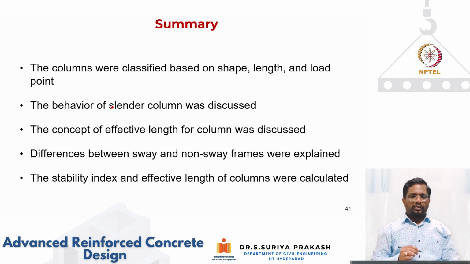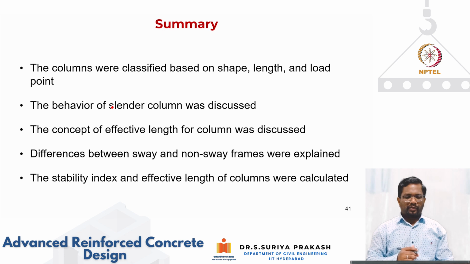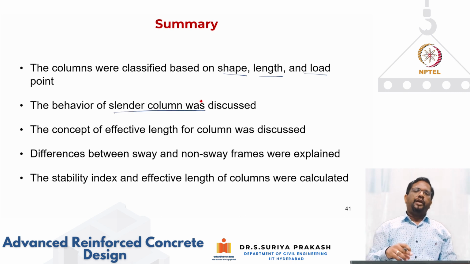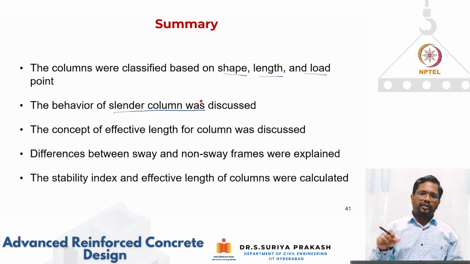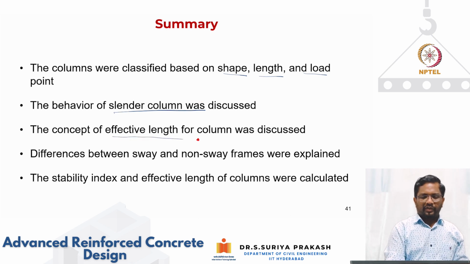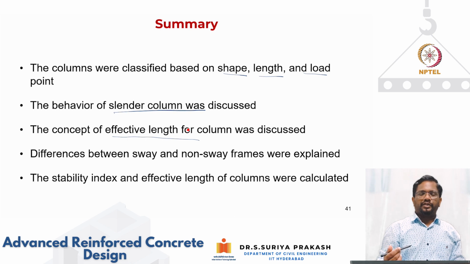All right. So let's wrap up what we have discussed in this part of the module. We have discussed the classifications of columns based on the shape, the length, and load, and we also discussed the behavior of slender column. Why is it important? Because of the additional deformation that is happening, that is going to create additional moments, so that we have to account for them in our designs, which we will discuss. And we discussed more importantly the effective length. The effective length will be used to calculate your slenderness ratios. That will tell us whether the column is a short column or a slender column.